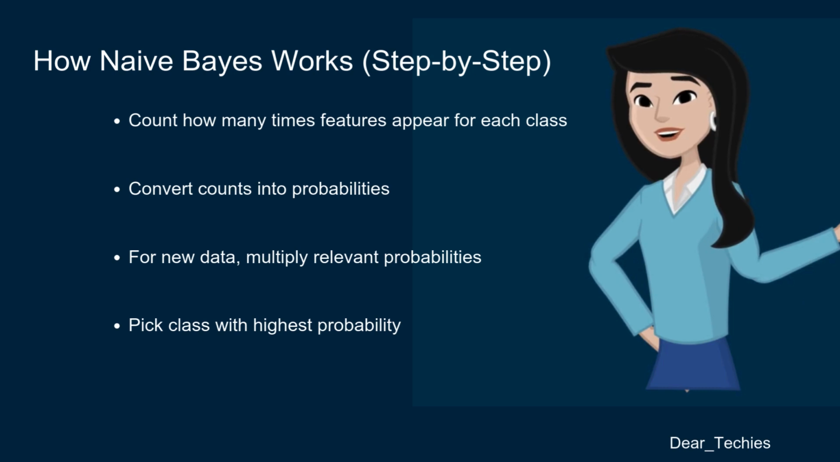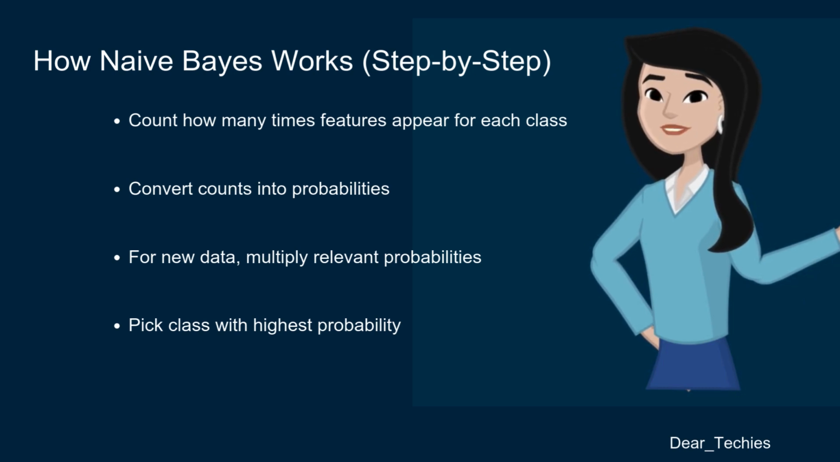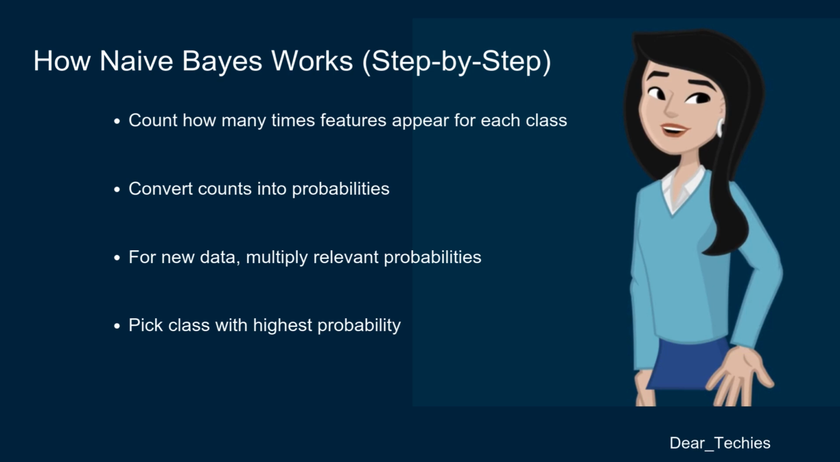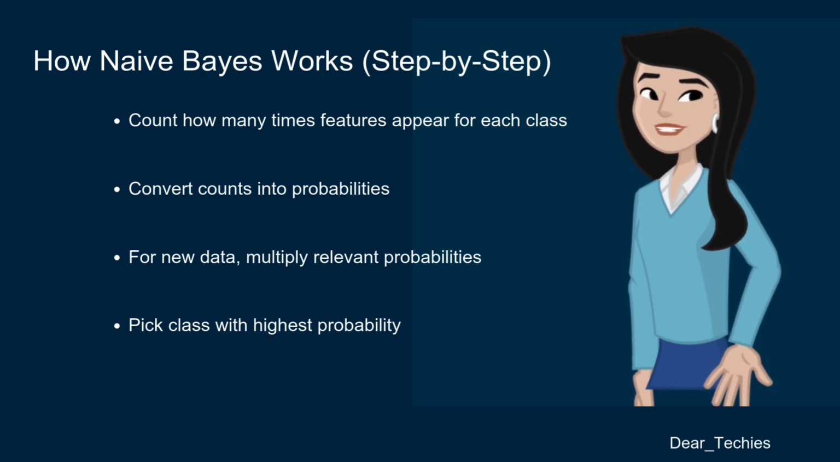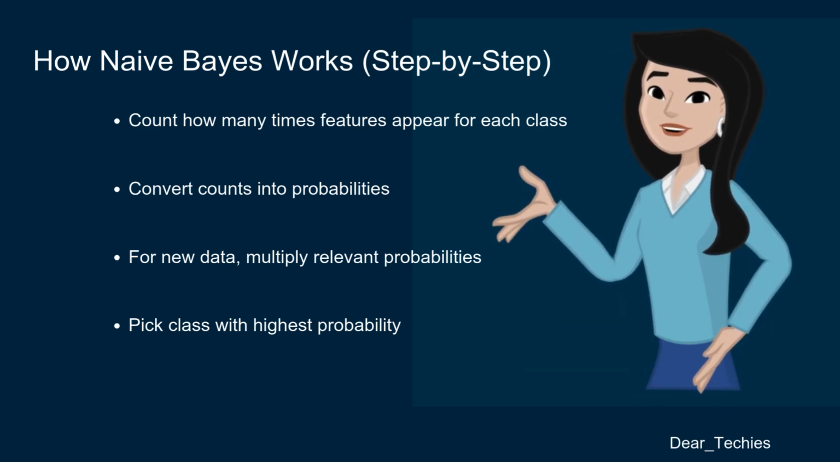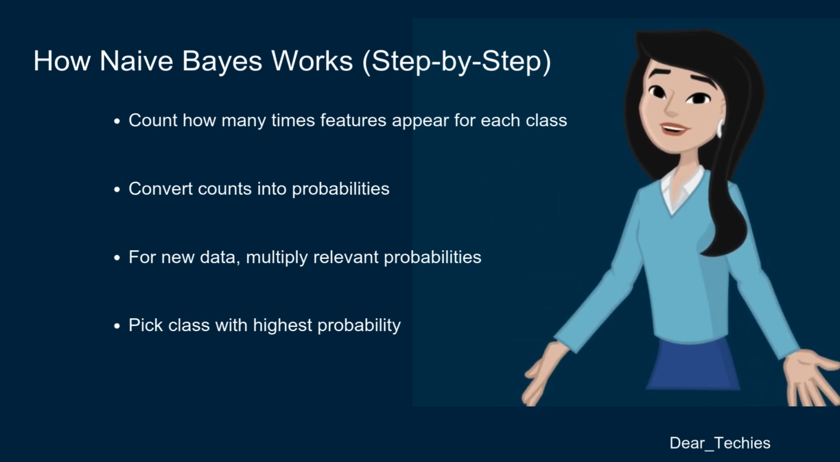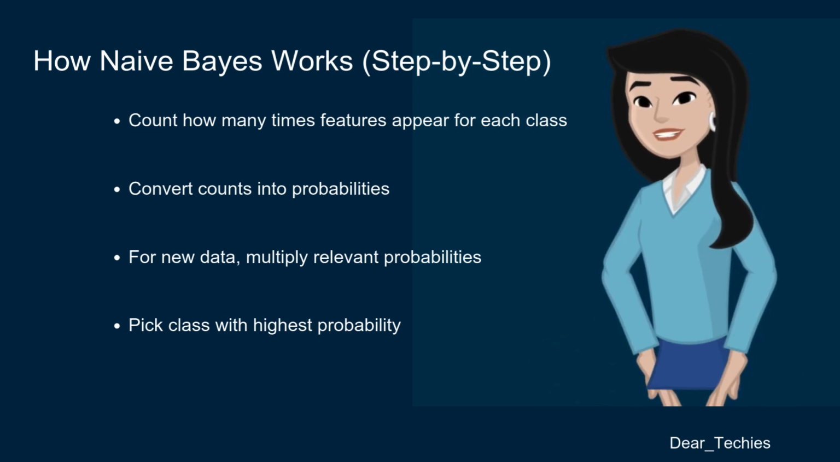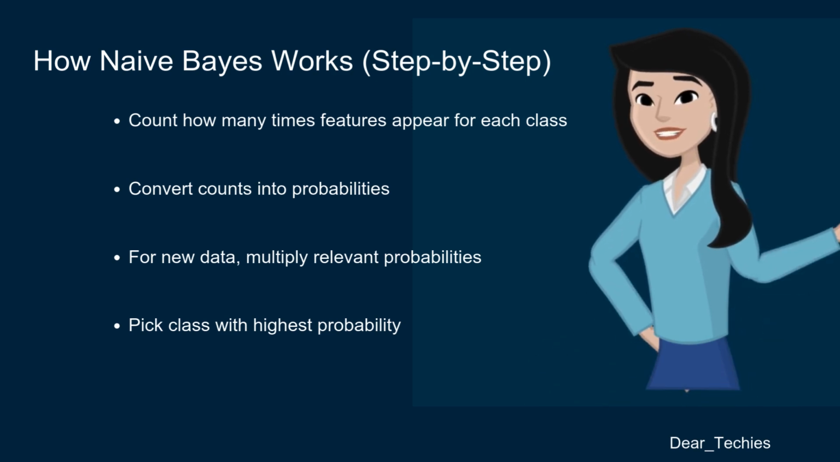This is how naive Bayes works internally. First, it counts how many times certain features occur in each class. Then, it converts those counts into probabilities. For new data, it multiplies the probabilities for each class and picks the class with the highest final score.